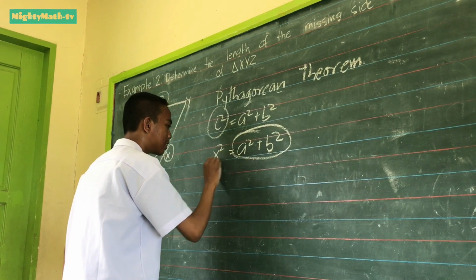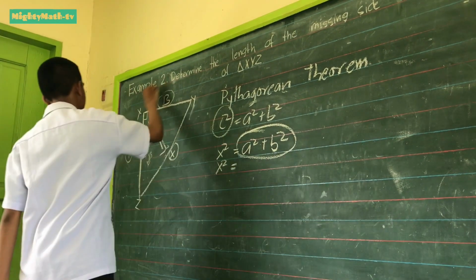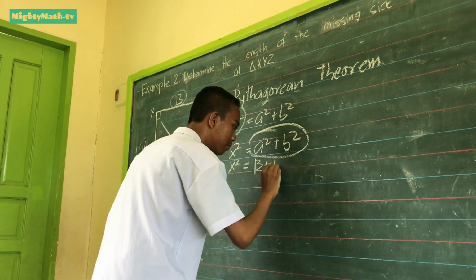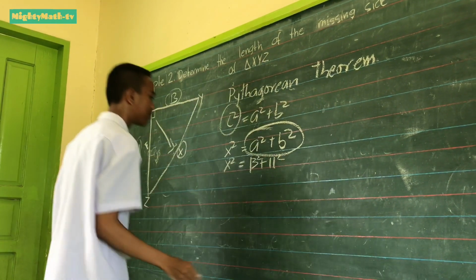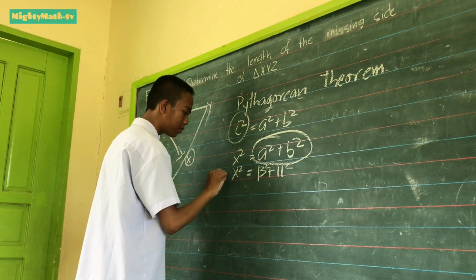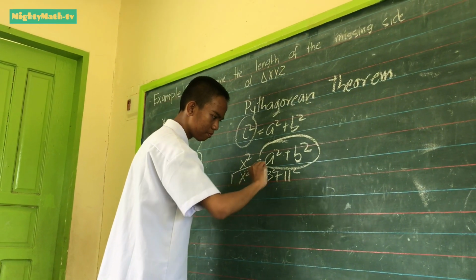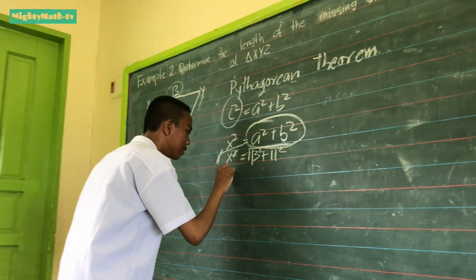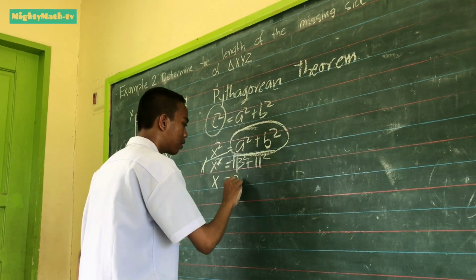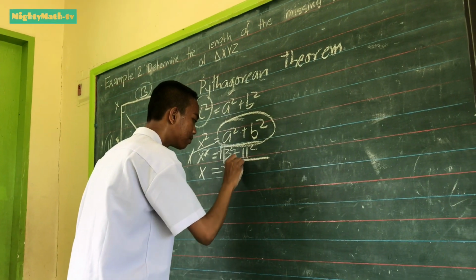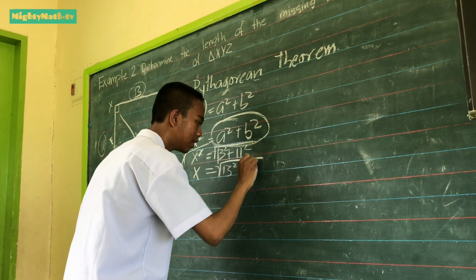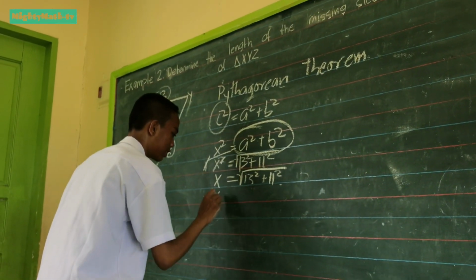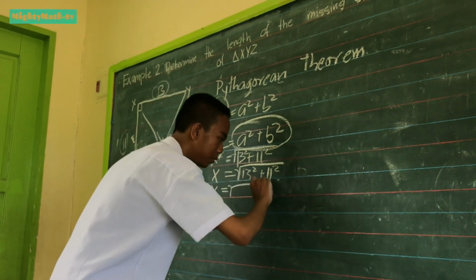So x squared is equal to 13 squared plus 11 squared. Let's take the square root of both sides to cancel out the square in x. So the left is x is equal to the square root of 13 squared plus 11 squared. Let's answer them now. So x is equal to the square root of.